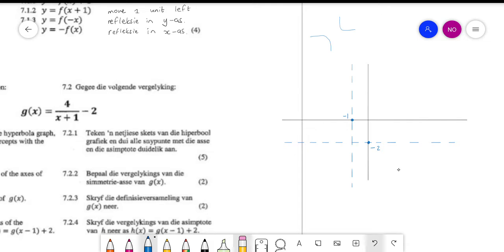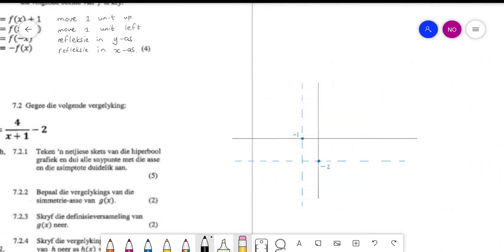Okay, so now I'm first going to go and calculate the two intercepts. For that, I'm going to say I set y equal to 0. In other words, it intercepts the x-axis at 1.